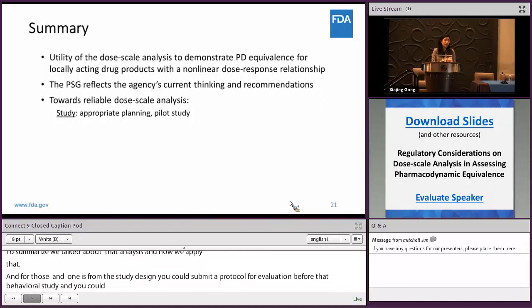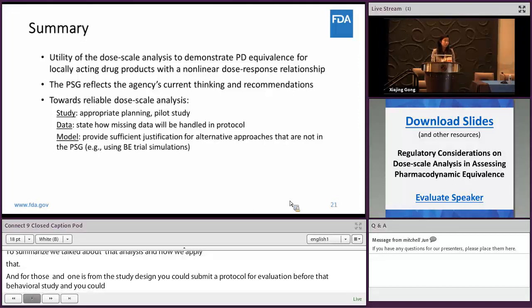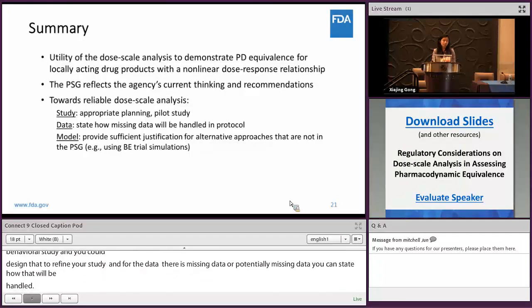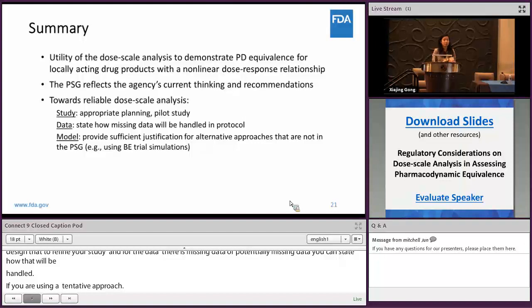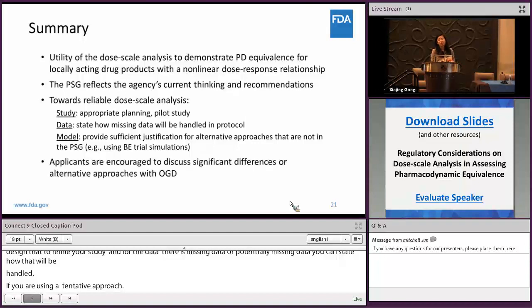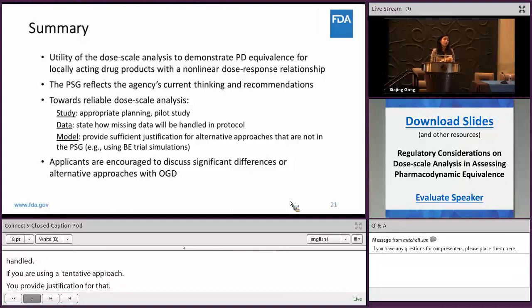For the data, if there is missing or potentially missing data, in the protocol you should state how missing data will be handled. And for the modeling, if you're using an alternative approach, you should provide sufficient justification for that. Last, and I think this becomes a recurring message, if you're proposing an alternative method or some method that significantly deviates from the PSG, you should discuss it with the agency.